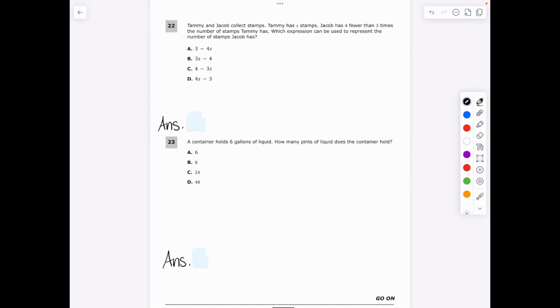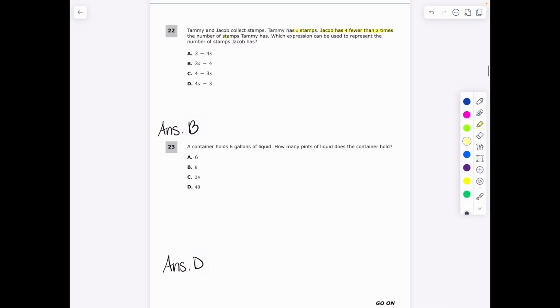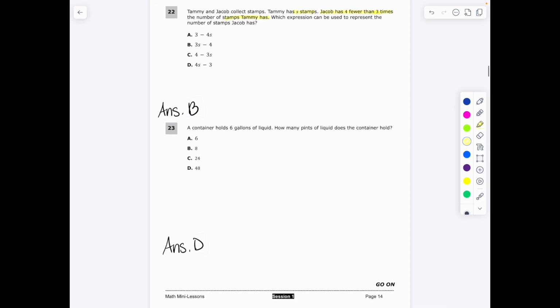All right, let's do 22 and 23. 22 is B and 23 is D. We'll start with 22. Tammy and Jacob collected stamps. Tammy has S stamps. Jacob has 4 fewer than 3 times as many stamps as Tammy. Whew. Okay, which expression can be used to find out what Jacob has?